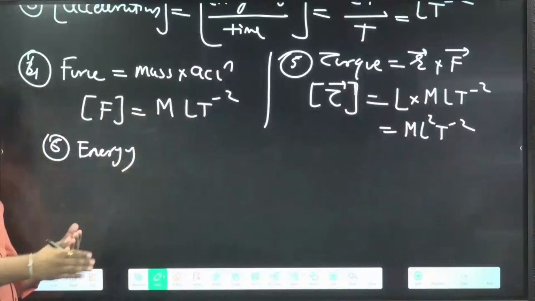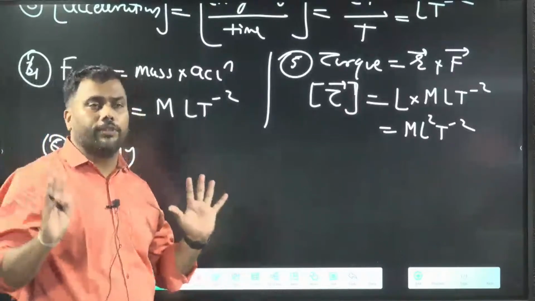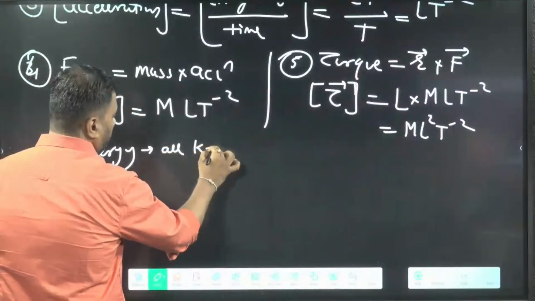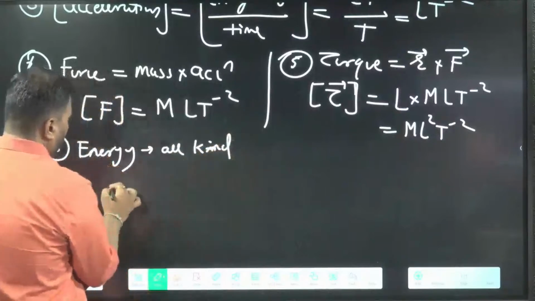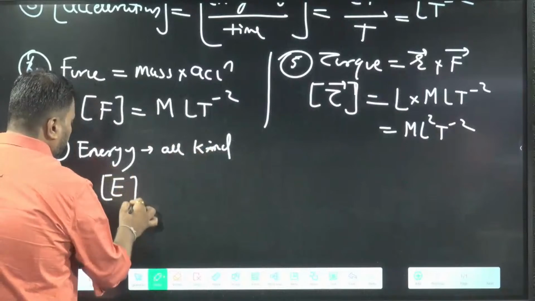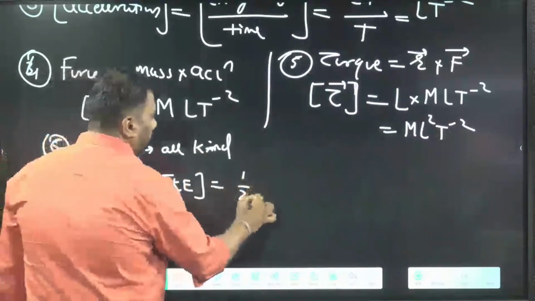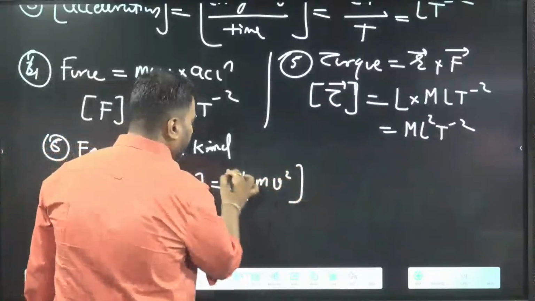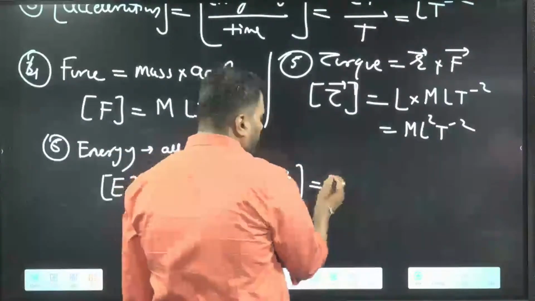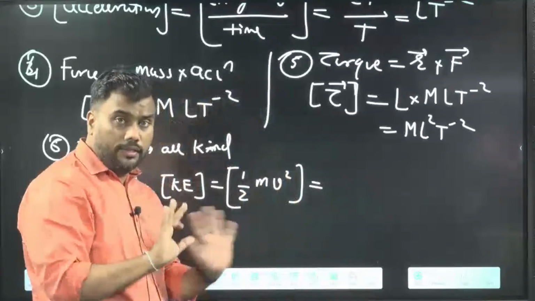Dimensions of energy. Energy may be potential energy, kinetic energy, heat energy. All kind of energy have same dimensions. So kinetic energy, we can take as an example. So dimensions of energy or dimensions of kinetic energy all are same. Kinetic energy is defined as half mv square. So half will not have any dimension. Numbers do not have any dimensions. If you have pure numbers, they do not have any dimension.